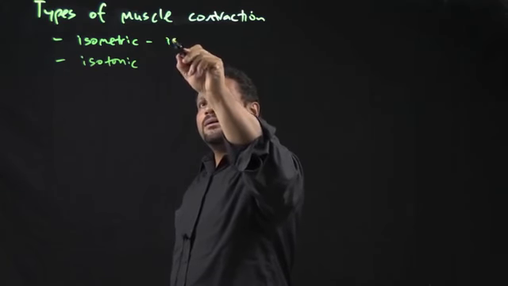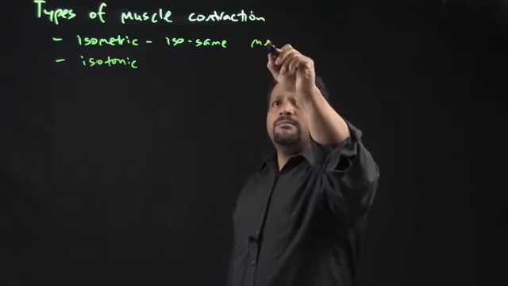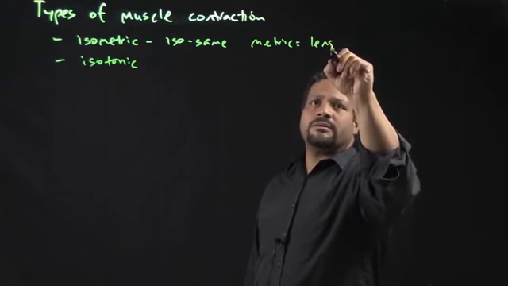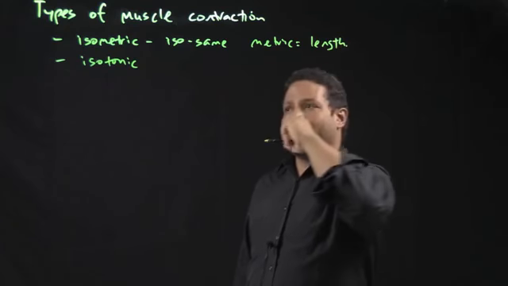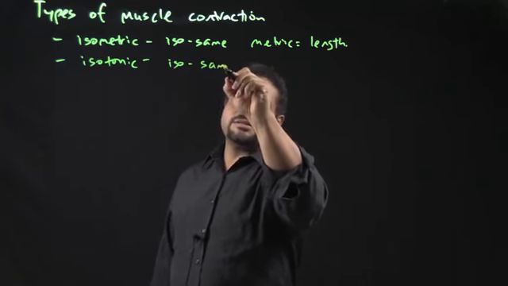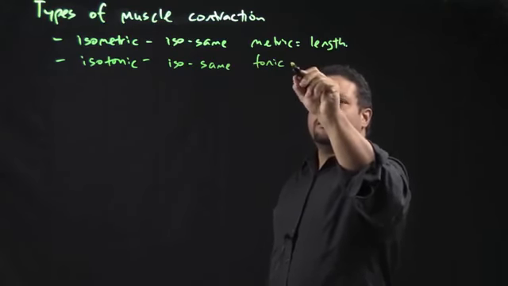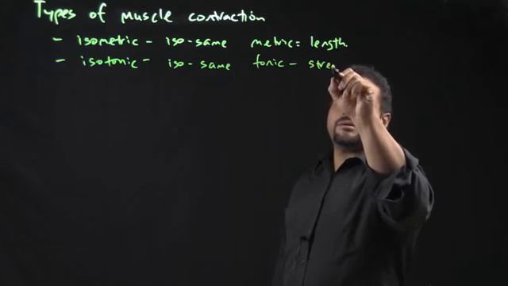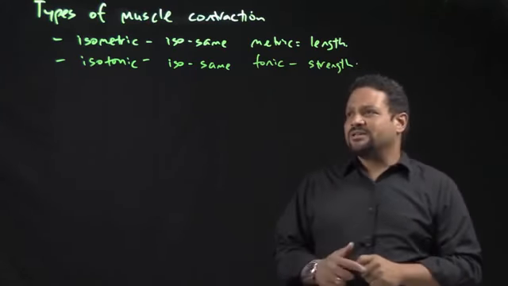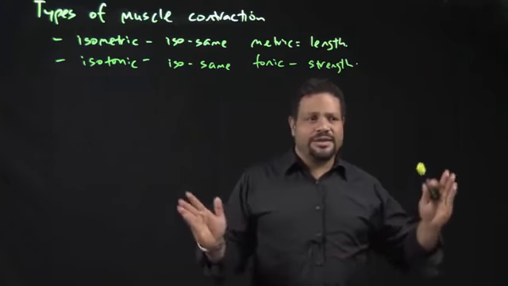Isometric, iso means same, metric means length. For isotonic, again, iso means same, tonic means strength. So we have these two different types of muscle contraction: isometric, isotonic. Graphically, they look completely different.